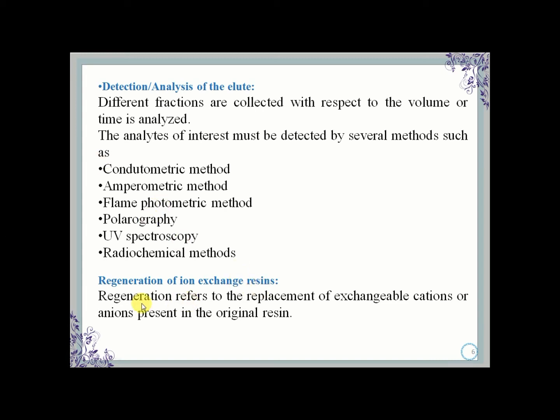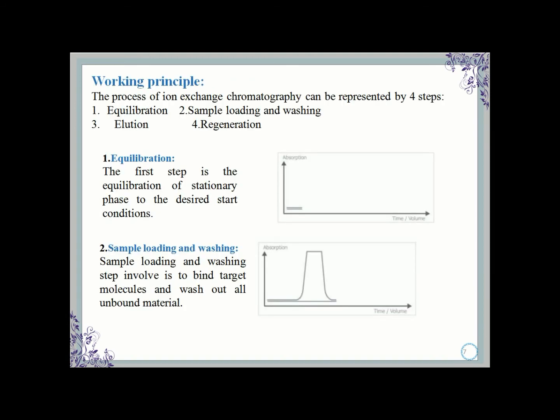Now we can see on which principle this ion exchange chromatographic instrumentation works. There are four steps. First is equilibration, then sample loading or washing, elution, and regeneration. Equilibration is the adjustment of the stationary phase to the desired start condition. When the equilibration is reached, all the stationary phase charge groups are associated with exchangeable counter ions.